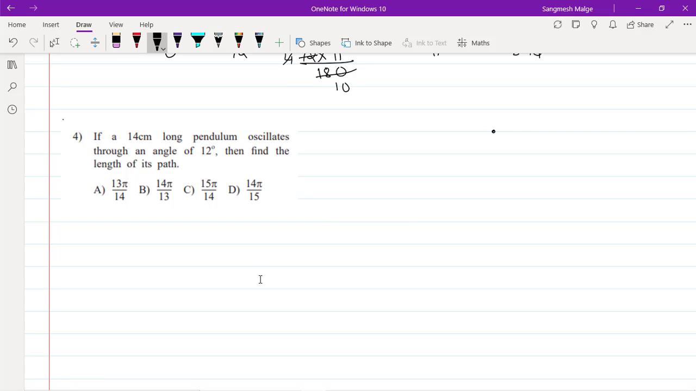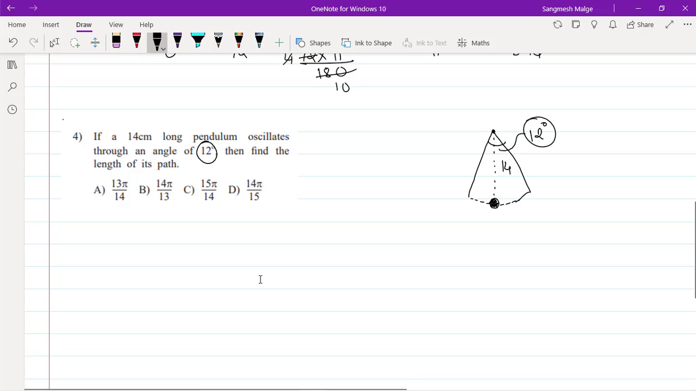What was the pendulum, Rohit? I hope you still remember why we took 18 degrees yesterday. So a pendulum has one fixed point, and suppose this is the length of the pendulum and this is the ball of that pendulum. Now they have given this length as 14 centimeters and it is subtending an angle of 12 degrees. If it oscillates and if I join the extremes, this angle becomes 12 degrees.